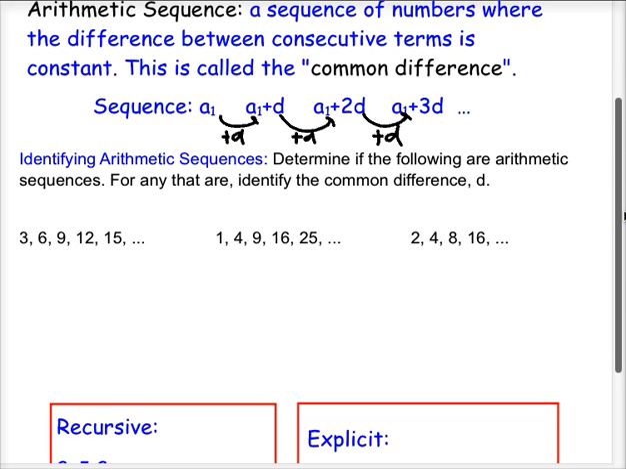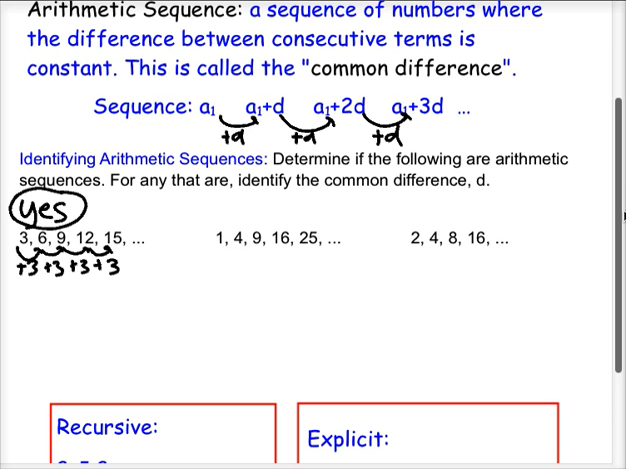To determine if something is arithmetic, all you have to do is see, are you adding the same thing over and over and over again? So let's see. To get from 3 to 6, you're adding 3. From 6 to 9, you're adding 3. 9 to 12, you're adding 3. 12 to 15, you're adding 3. So, yes, this one is arithmetic.